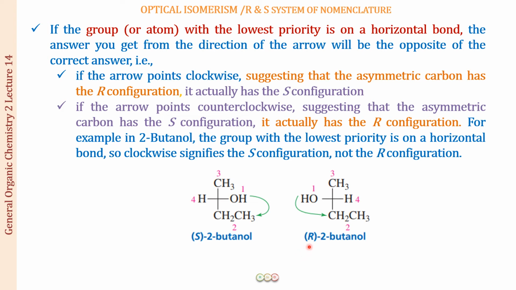Why is this so? Again, understand. In the wedge and dash projection also, I showed you that the 4th group should always be pointing backwards. Here, it being on the horizontal bond means that it is projecting forward. You have to switch the position of 2 groups so that it projects backward. Either you do it with a CH3 or you do it with the ethyl group. Suppose I do it between a CH3 and an H.